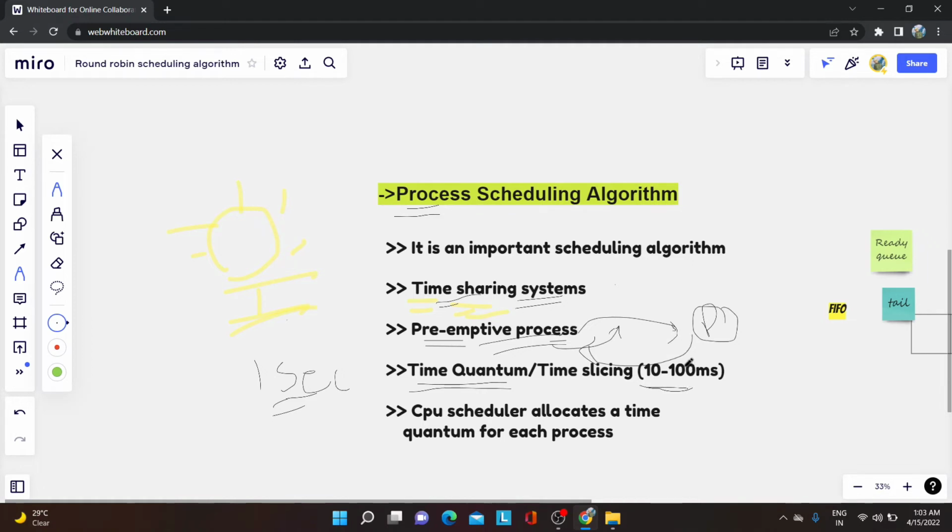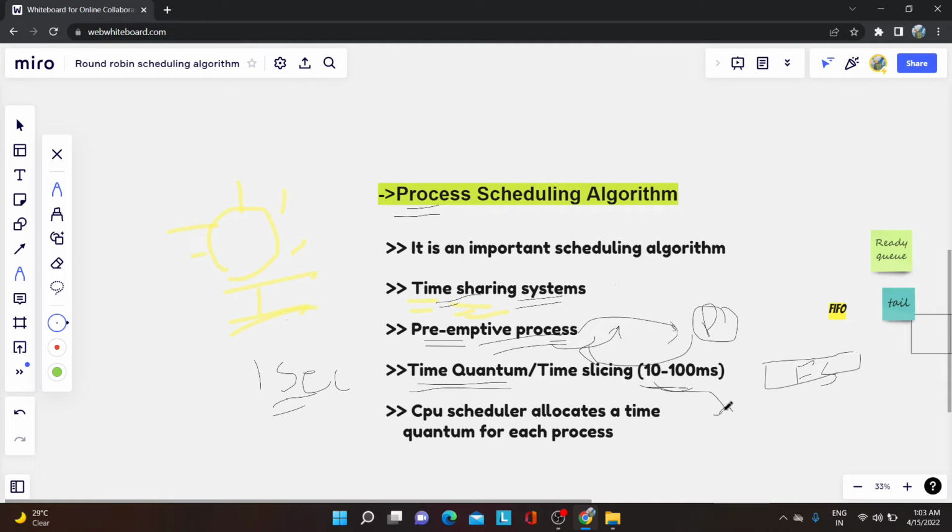What happens if it is greater than 100? Then the waiting time will be more, right? Then there is no actual difference between first come first serve and round robin. And what happens if it is less than 10?